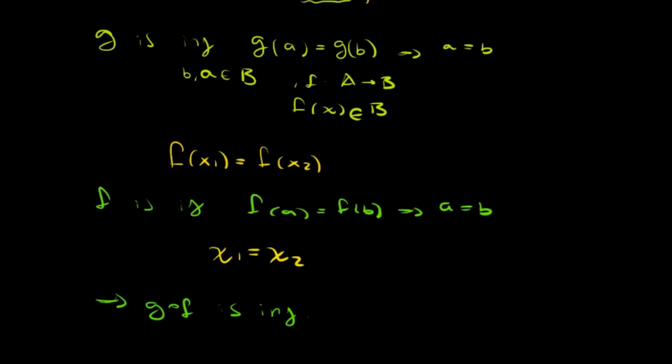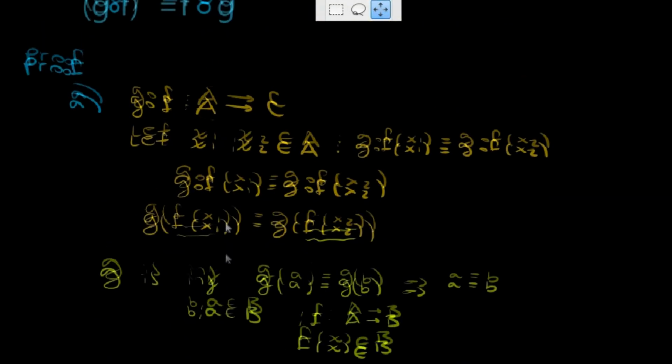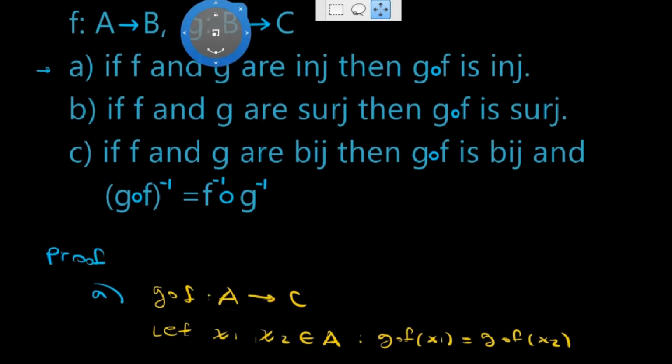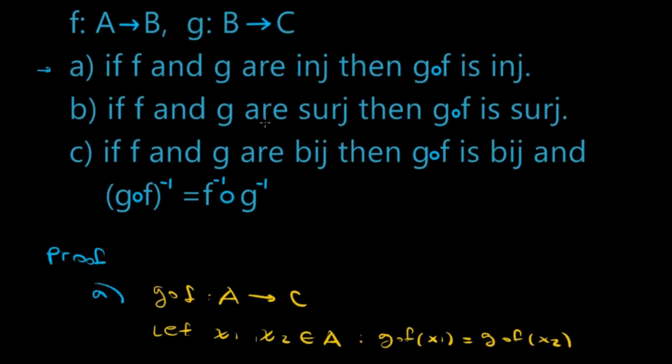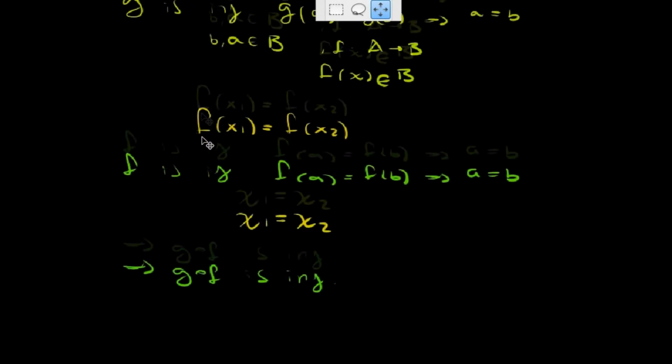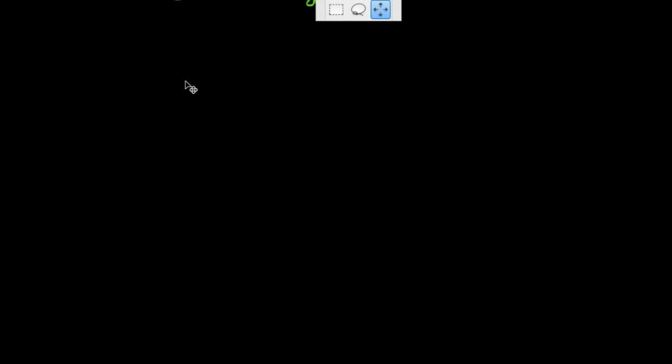Let's now read the second property. We have again the same functions g and f. If they're surjective, then the composition is surjective. Okay, let's prove it. So now I'm going to prove B.